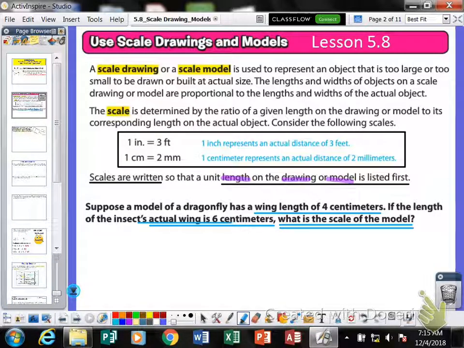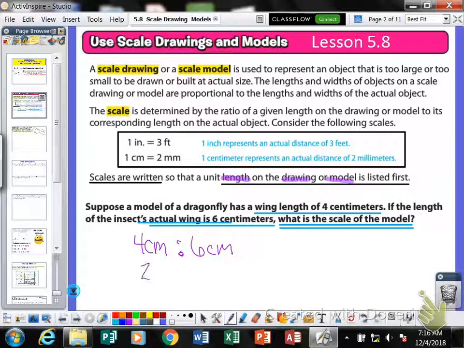So suppose a model of a dragonfly has a wing length of 4 centimeters. If the length of the insect's actual wing is 6 centimeters, what is the scale? So remember, it's the model or drawing first. So we have 4 centimeters to 6 centimeters.